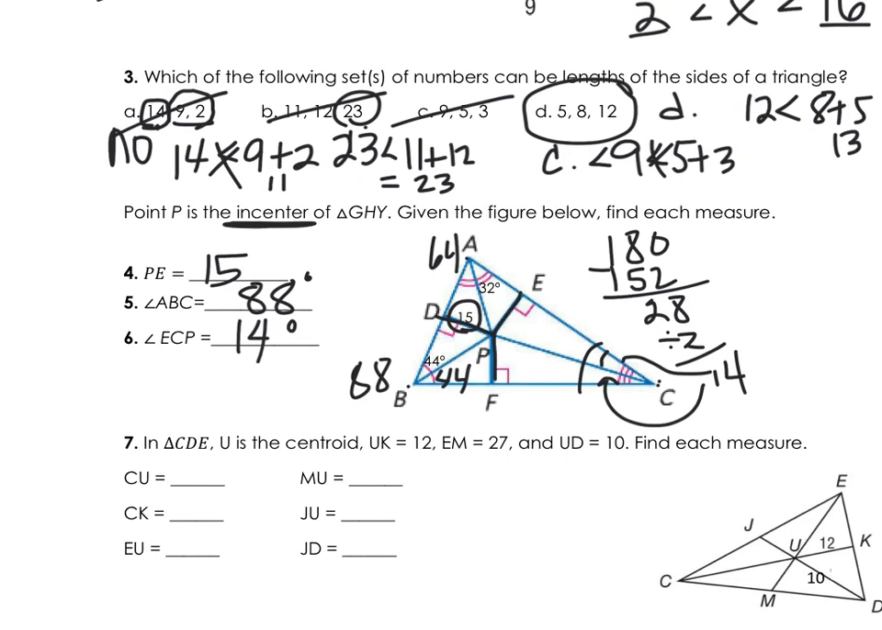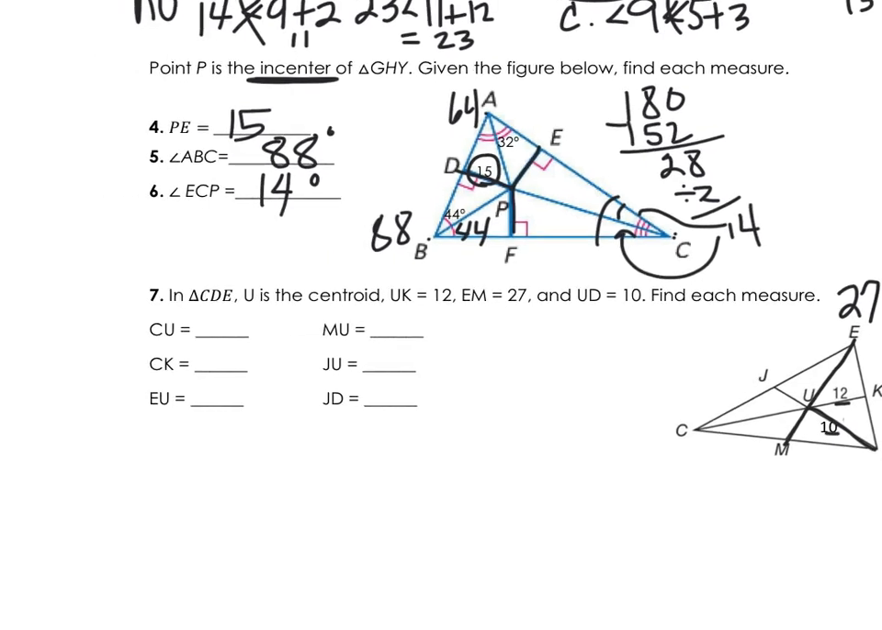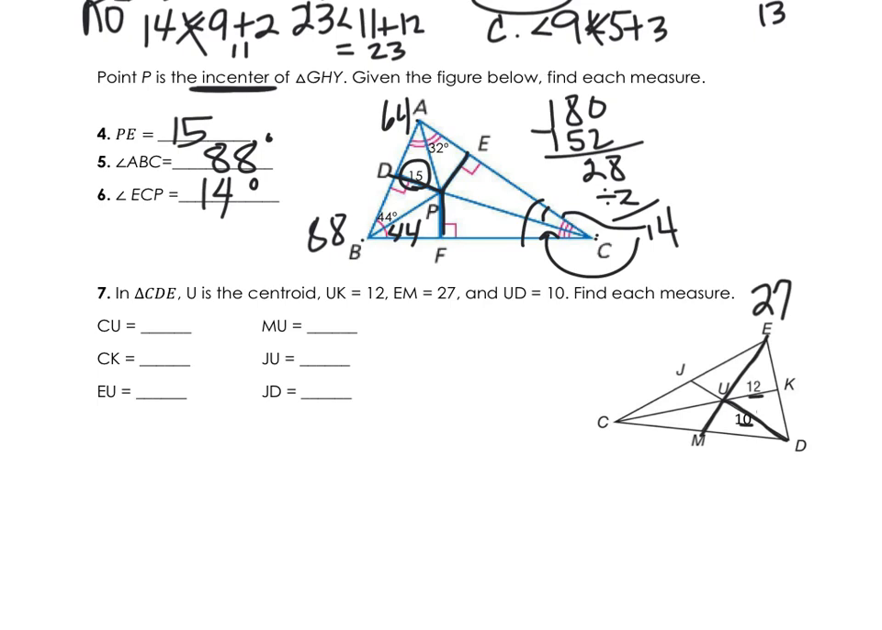All right, centroid. U is the centroid. UK is 12. EM, that's the whole thing, is 27. And UD is 10. Okay, so we have to find out what CU is. Well, CU is the longer side to this 12. So that means it's twice as big. It's the 2x. If this is the x, that's the 2x. So that one would be 24. CK is 24 plus 12, which is 36.